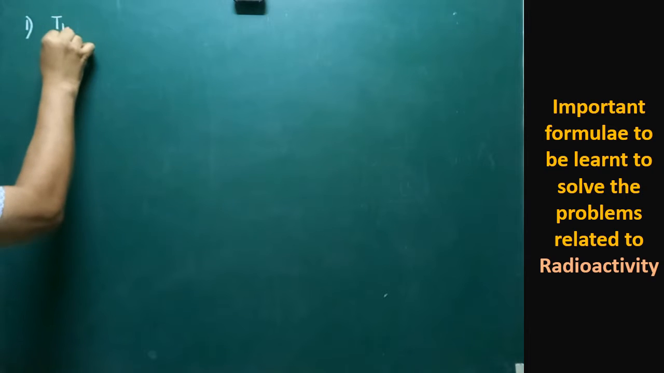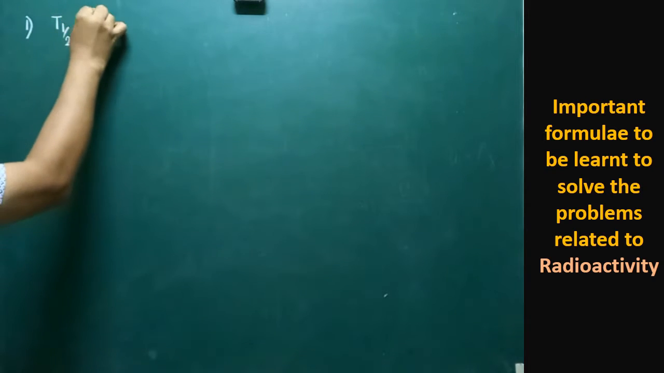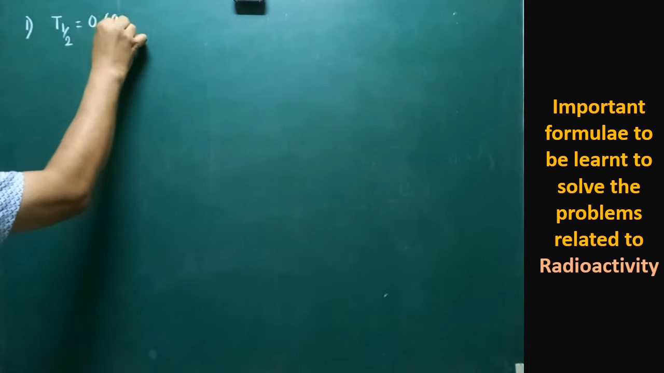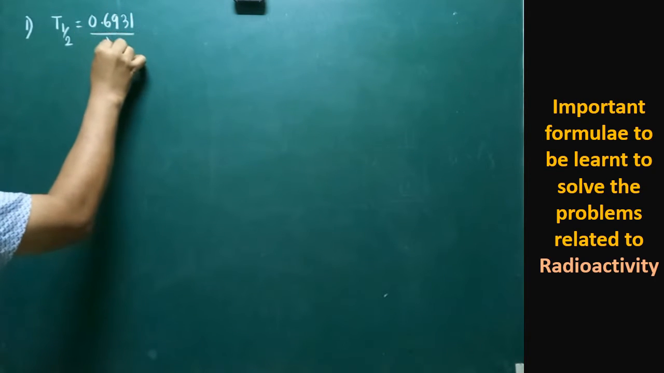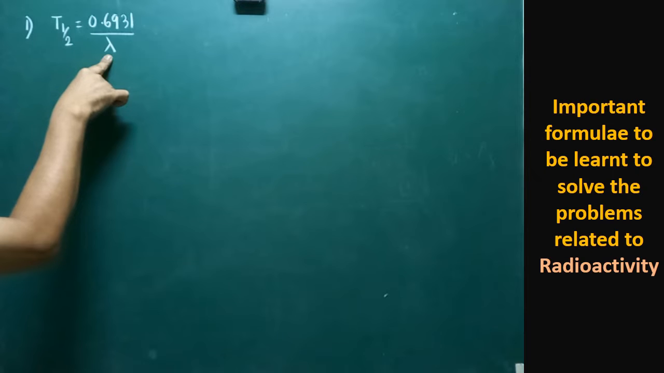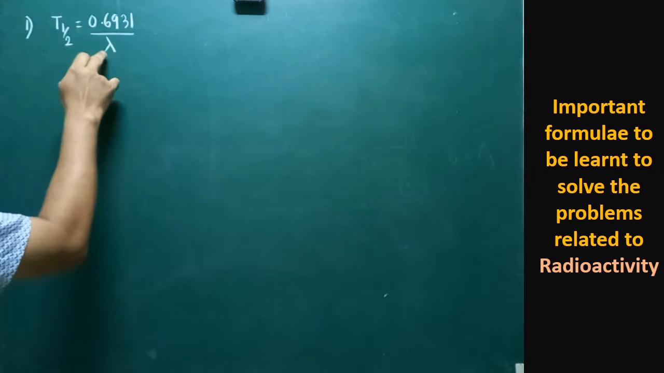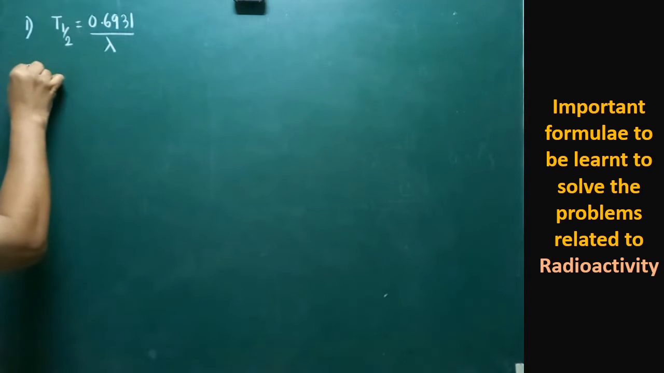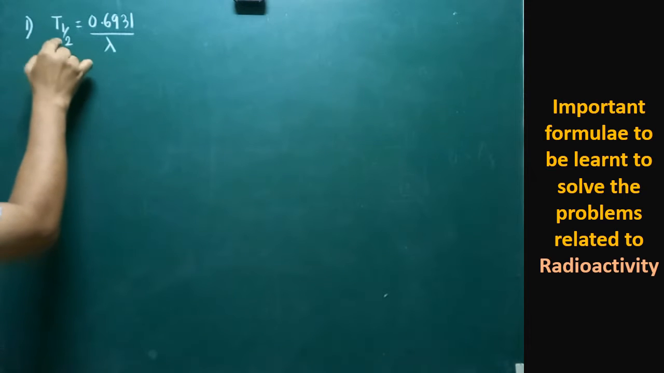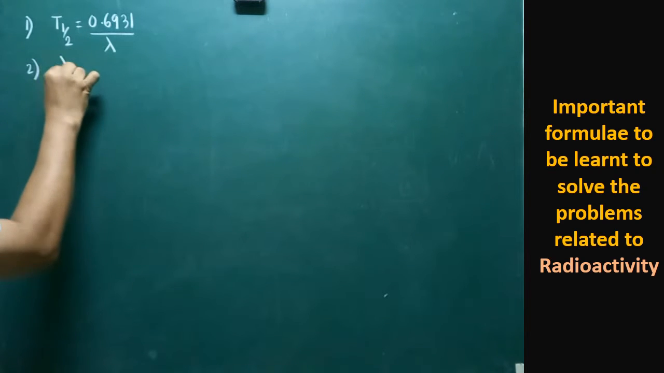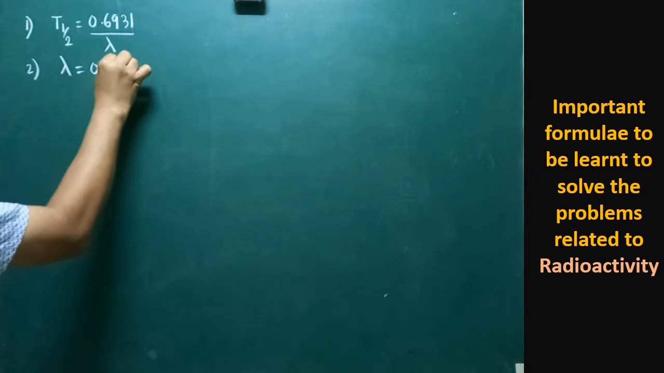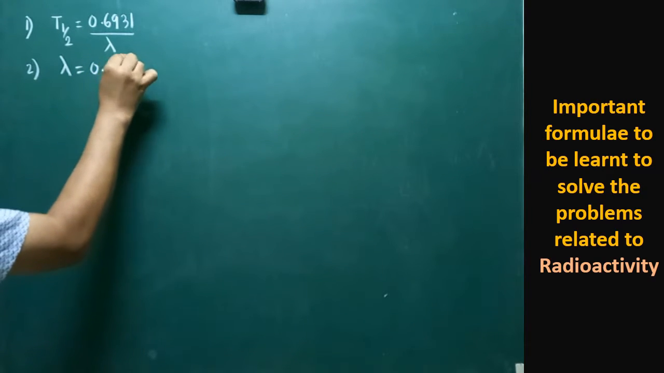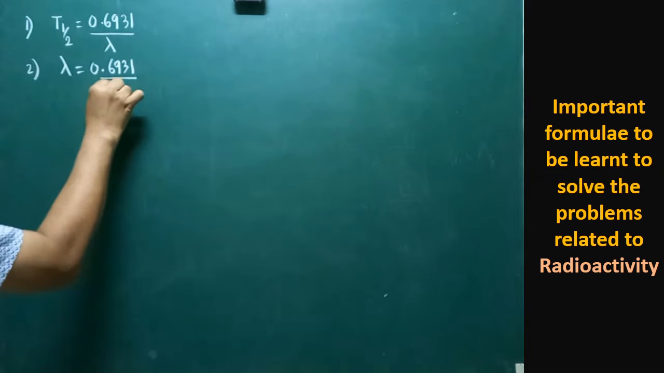So what is the formula? T half, the half-life, is equal to 0.6931 divided by lambda. Here lambda is called the decay constant. So you should know what is lambda. By knowing the half-life period T half, we are able to calculate the decay constant also. Lambda is equal to 0.6931 divided by T half.